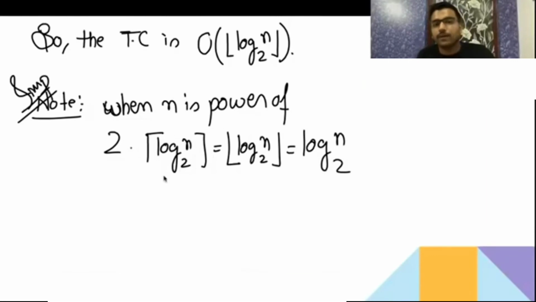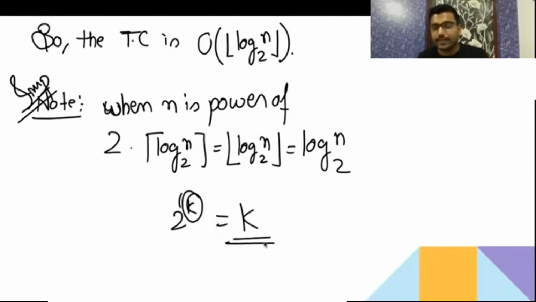If the number is a power of 2, it means you are going to get the exact value, 2 to the power k. If you take the log, you are going to get k. That's why I have taken log, because that many number of times the execution was happening. So if you take the log, you are always going to get k, because it is a power of 2. Understood? Am I clear?